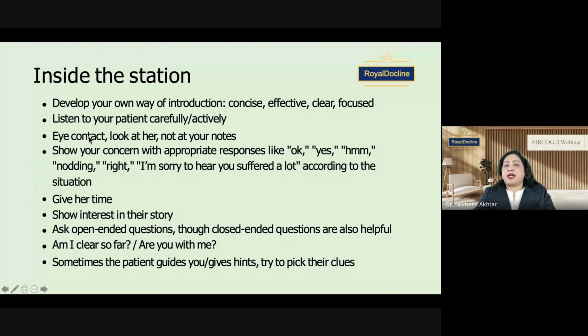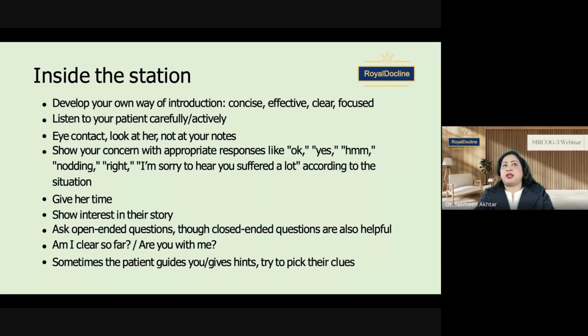Eye contact, look at her, not at your notes. There are people in the exam who just ask and write, ask and write. There is no need to write anything. Just ask. You can register for a patient. What is her pulse? What is she feeling? How is the bleeding? How is the pain? Where is the pain? You have to talk to her, listen to her, show your concern.